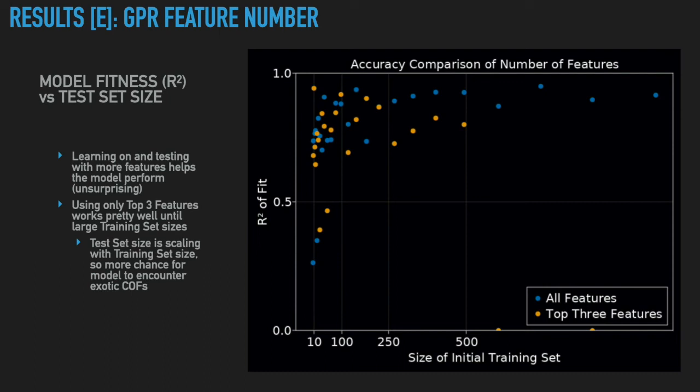And our working theory for why that's the case is that as we're increasing training set size, because of the 70-30 train test split, we're also commensurately increasing the test set size. And because of that bigger test set size, it's giving the models a higher probability of encountering a more exotic COF that contains information that may not necessarily have been represented well using only those top 3 features from the initial training set.